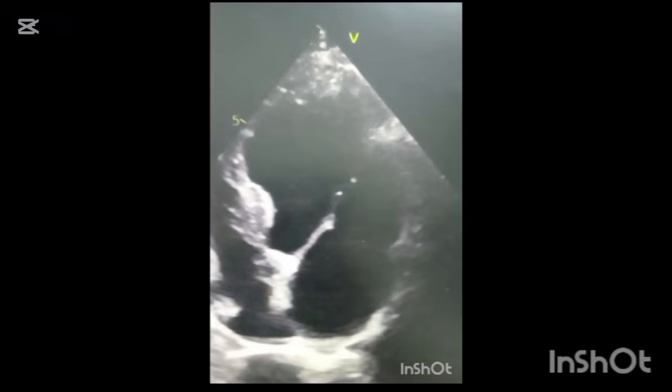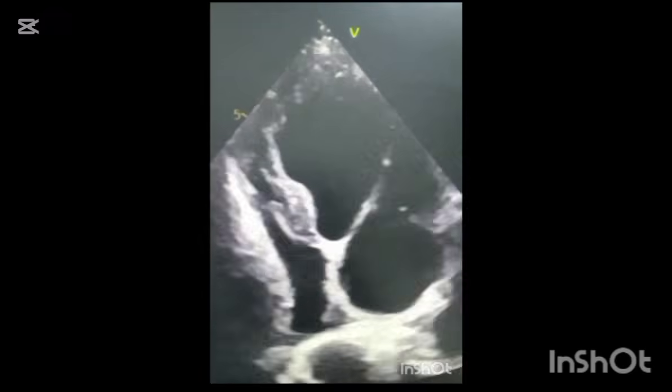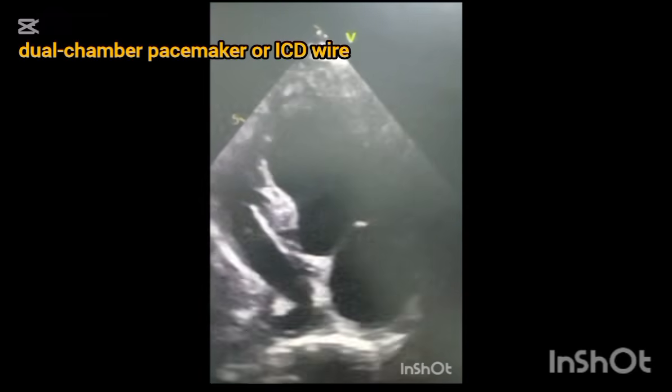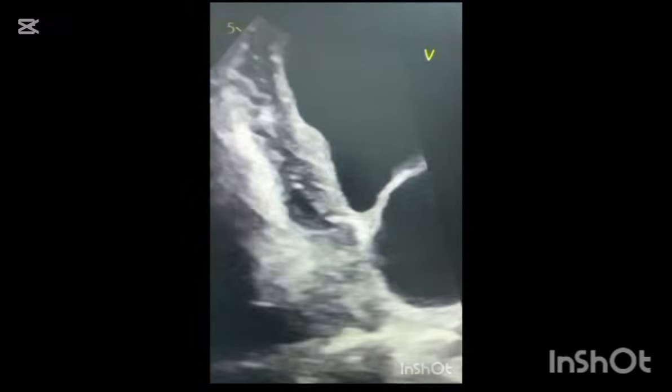Now look at the right side, you will see another normal variant which looks like a wire in the right atrium and the right ventricle. You can observe this post procedure of a pacemaker. So this is a pacemaker wire, which is showing in the right atrium and the right ventricle. So this is a normal variant, not pathological.